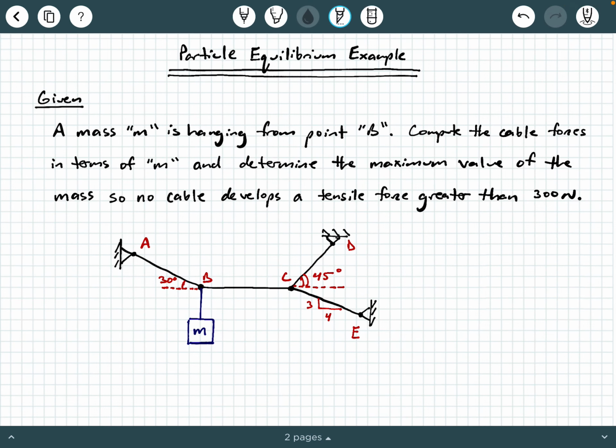Hey everybody, Dr. A here, and in this video we're going to be exploring an example of particle equilibrium. So let's go ahead and get started.